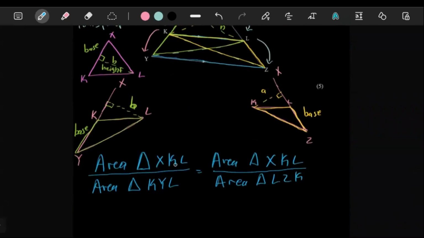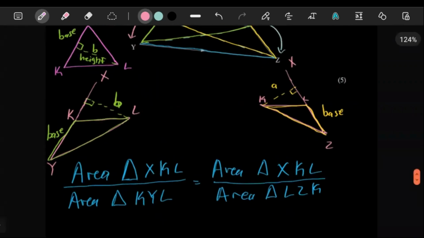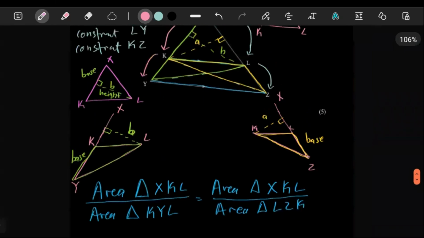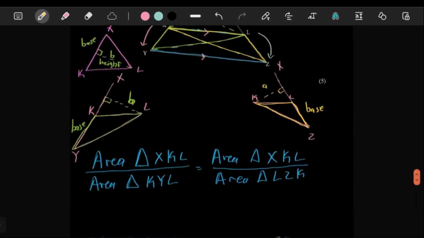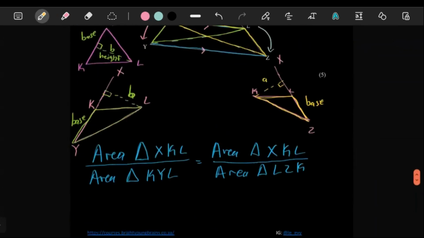You see, the reason for writing out this equation is purely because of the way your sketch is laid out. Having your sketch laid out like this, as long as this line is parallel to this line, this is something you can always write out whenever you're proving this theorem. You're going to write out this whole formula with the areas of the triangles that you're dealing with.